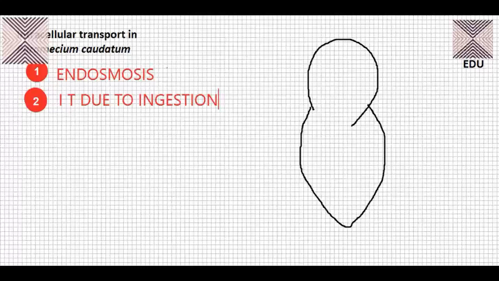So here the Paramecium has a particular oral groove over here. So if I draw it, this is the oral groove, and so we clear it.